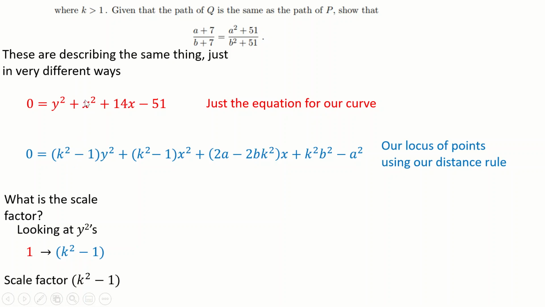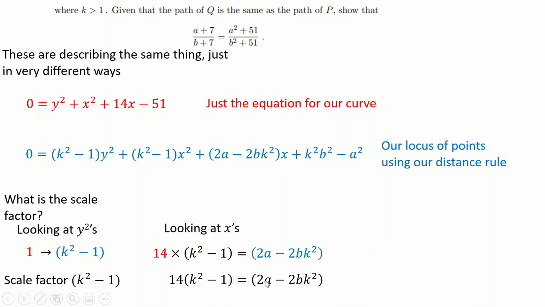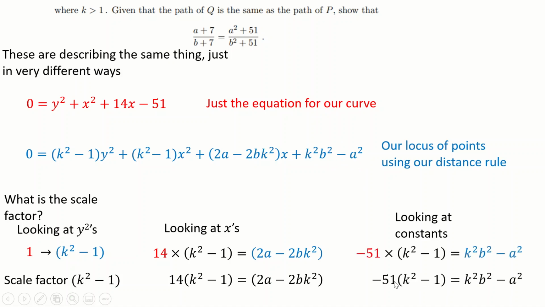And actually, I can see this is good, right? Because the x squared term follows that rule as well. 1 times k squared minus 1 is k squared minus 1. So let's look at the next two terms then. This 14 must have to be multiplied by that same scale factor, k squared minus 1, in order to make this. Otherwise, these aren't the same curve. So this must be true, which I can obviously just write as that. And likewise, minus 51 must be multiplied by this to make all of this constant bit, which I can, of course, write as that.